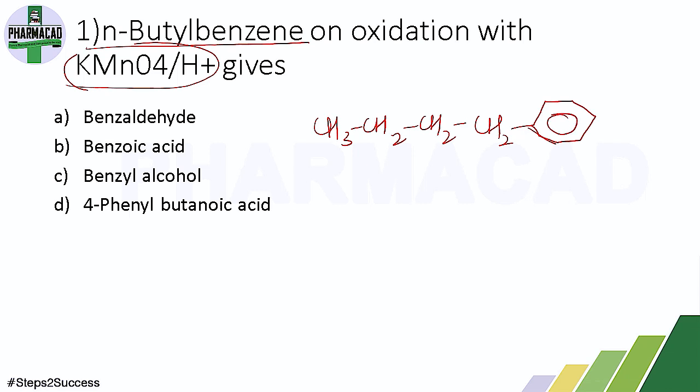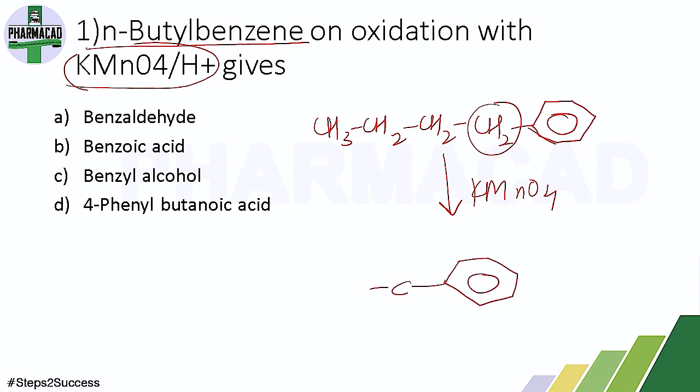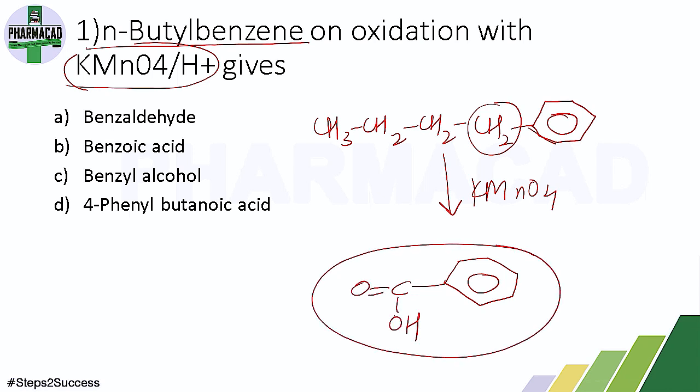So this is N-butyl benzene. By using KMnO4 as an oxidizing agent, what will happen? This CH2 gets oxidized into acid and we will get C double bond OOH as a main product, which is nothing but the benzoic acid. So the answer is option B, benzoic acid.